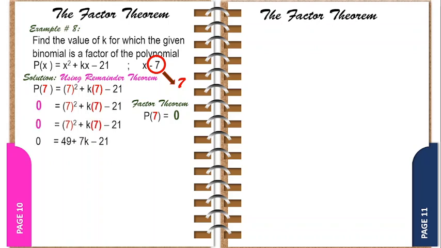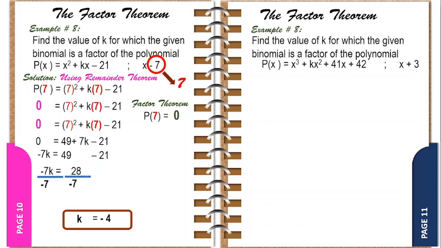7 squared is 49. 7 times k is 7k. Bring down negative 21. Using addition property of equality, or we use the word transpose, we transpose 7k on the left part of the equal sign, it becomes negative 7k. What is left is 49 and negative 21. 49 minus 21 is positive 28. In order to solve for k, we're going to divide both sides by the number beside letter k, and that is negative 7. Cancel out negative 7. So we have k equals positive times negative is negative. 28 divided by 7 is 4. So the answer is negative 4.